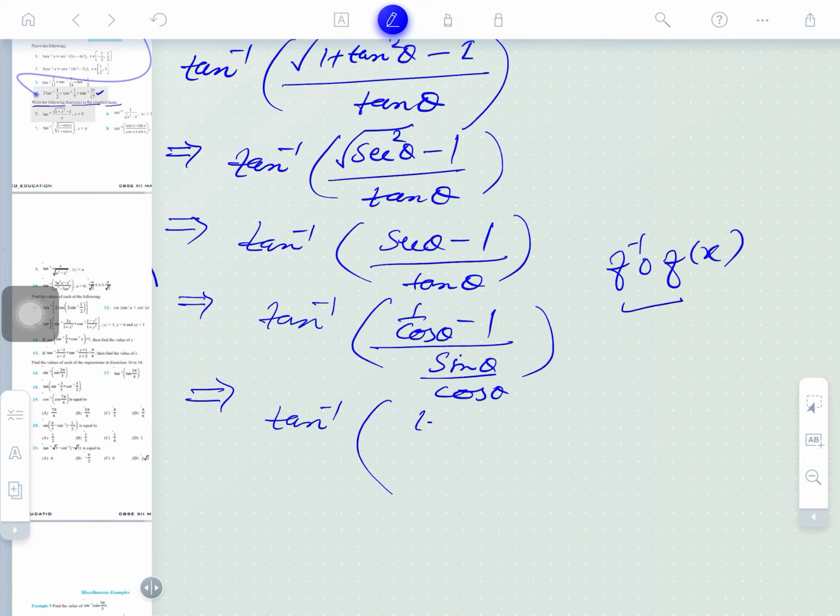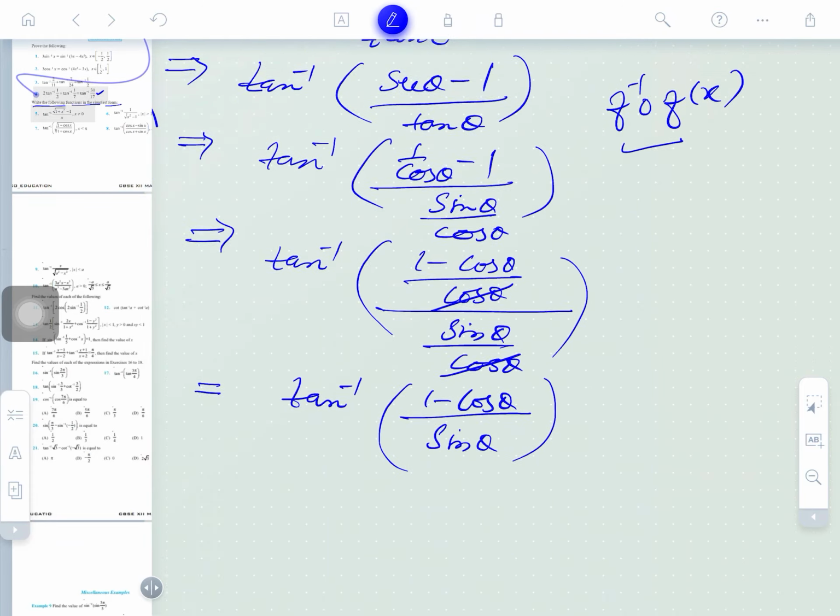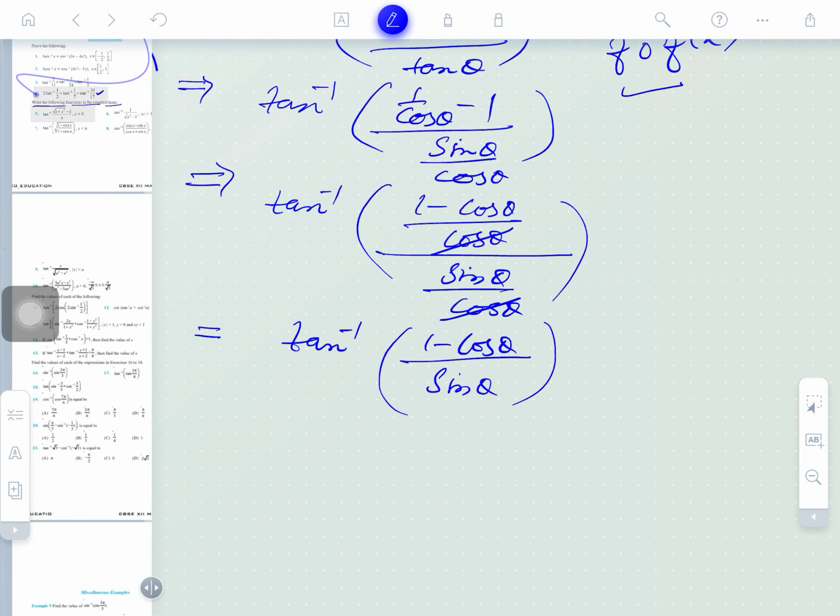Further, tan inverse of (1 minus cos theta divided by cos theta) whole upon sine by cos. So cos cancels from the denominator. What will be next? Tan inverse of (1 minus cos theta) by sin theta. And further it cannot be solved here. Again, what pattern is coming?